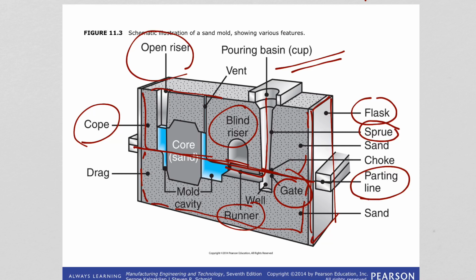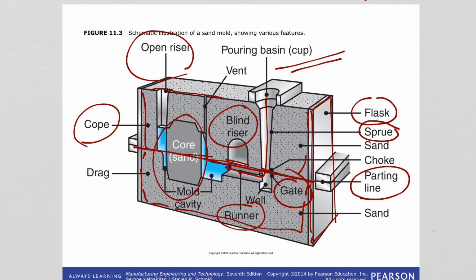And there are cores. The cores are inserts made from sand, and they are placed in the mold to form hollow regions. So if you have hollow regions that you need to form inside your cast, then you should put a core before actually pouring the metal. This can also be used on the outside of the casting to shape features like lettering and numbering.